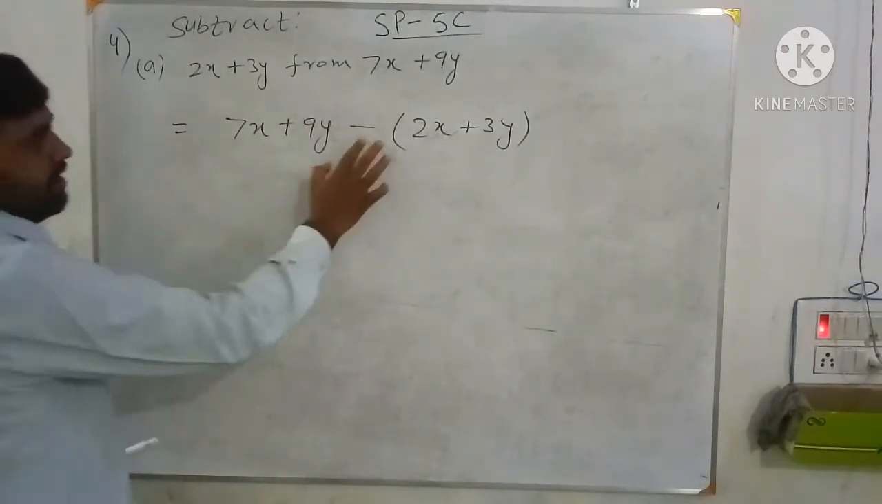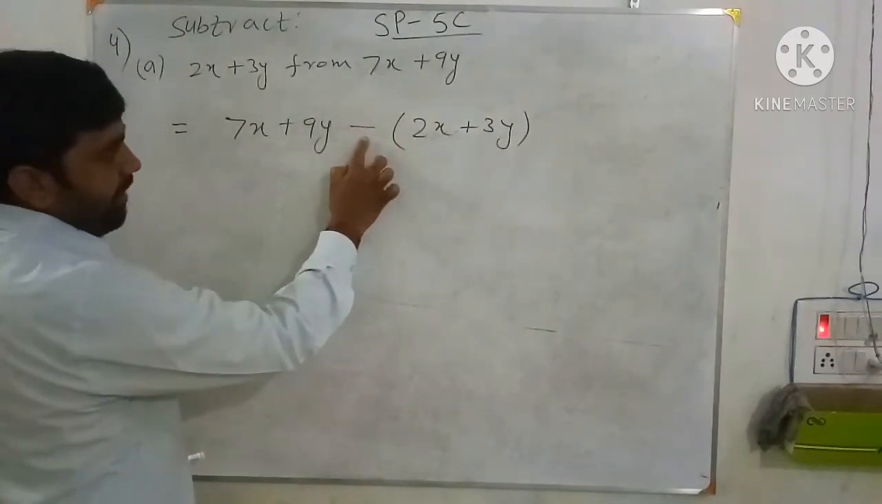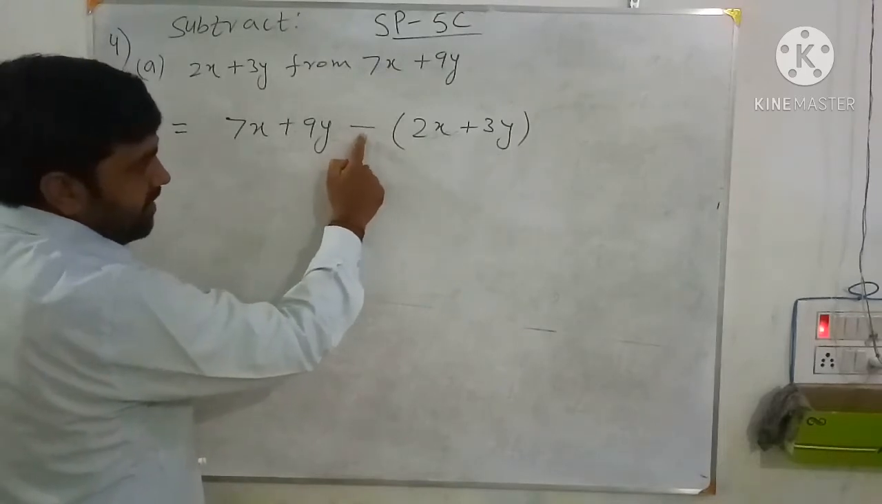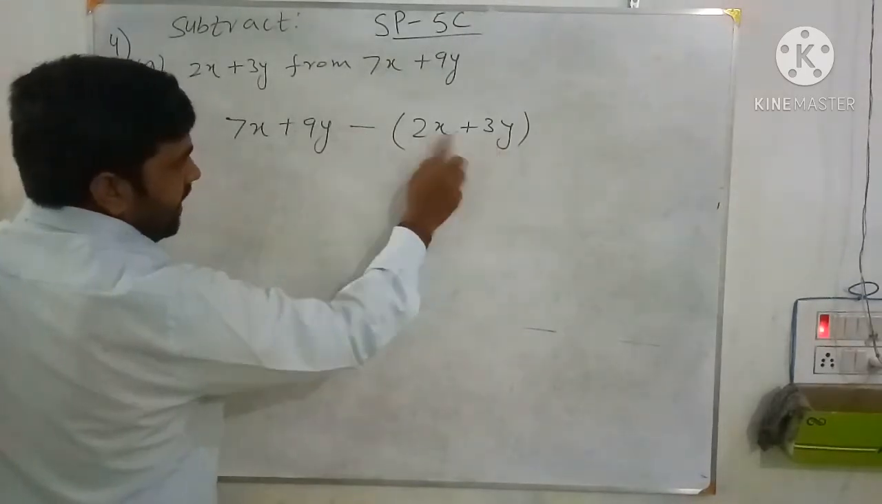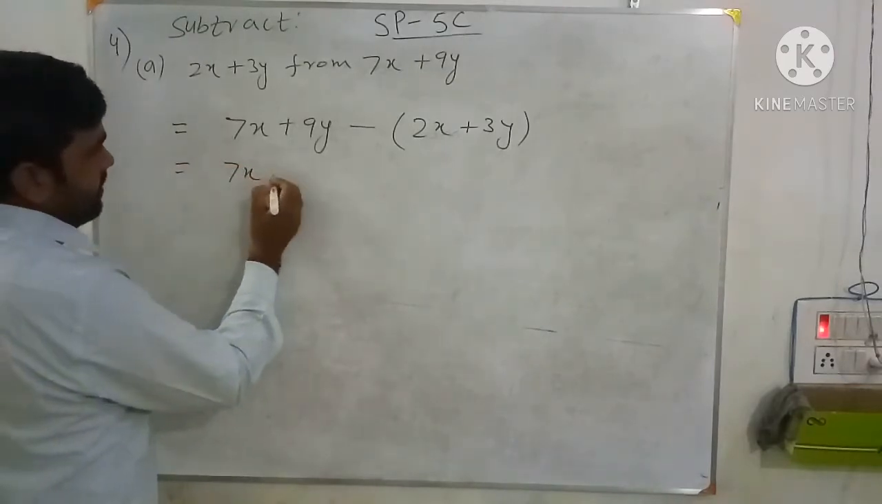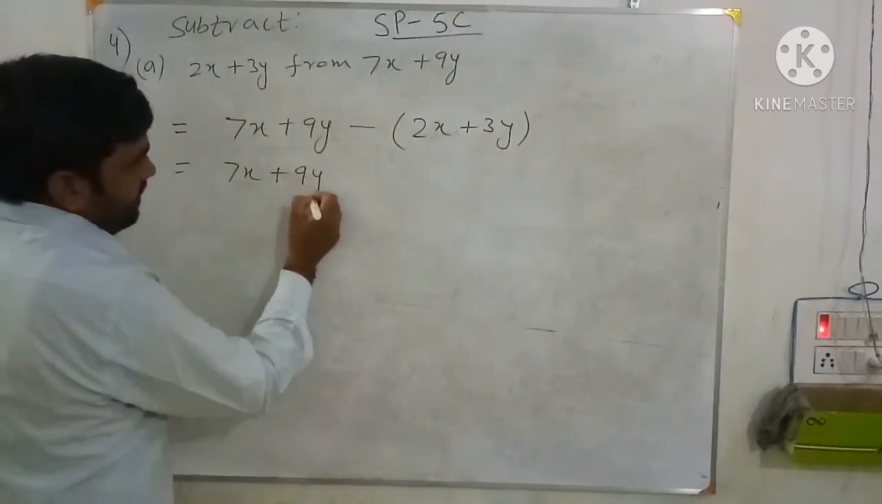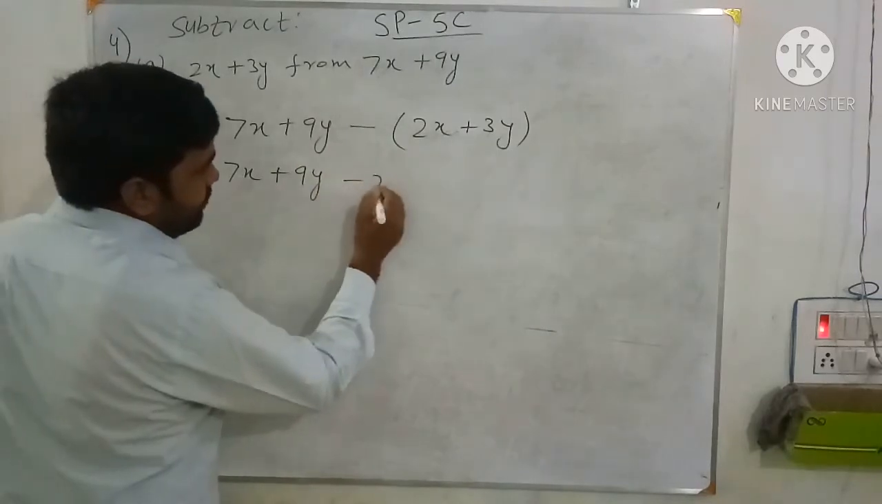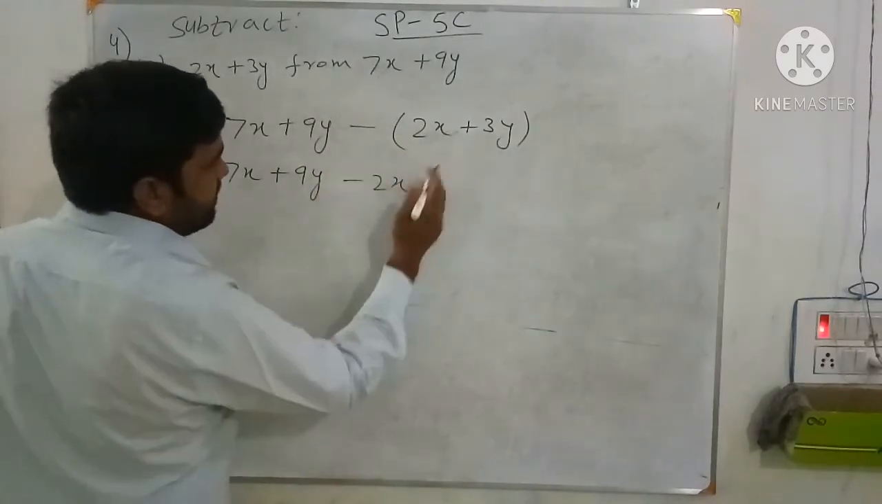Now when we open this bracket, because before this bracket there is a minus sign, when we multiply this minus sign with each term of the bracket, the sign will be changed. So in the next step we will open the bracket: 7x plus 9y minus 2x minus 3y.